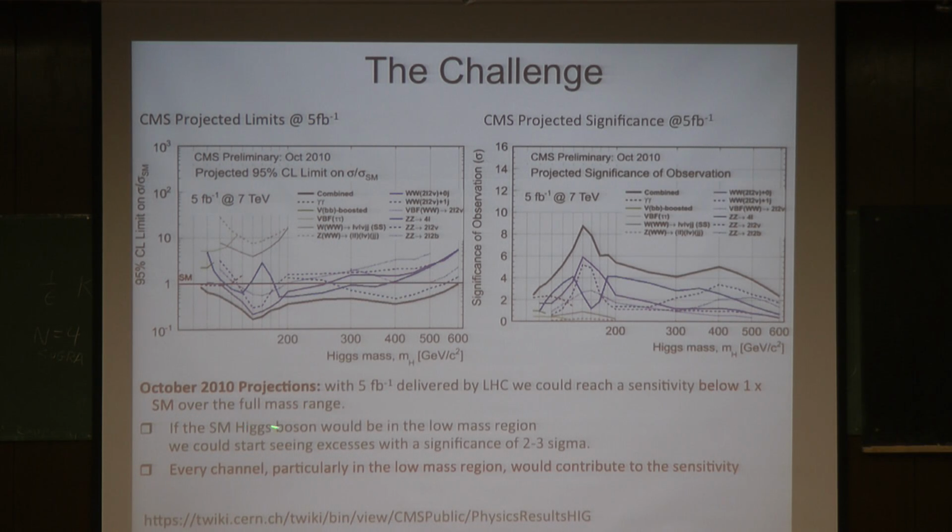So what these projections were saying is that if the standard model Higgs boson would be in the low mass range, we could start seeing excesses with a significance of 2 to 3 sigma. And the channels here would be Higgs to gamma gamma, Higgs to tau tau, Higgs to b bbar, Higgs to WW star. We don't say it out loud, but we will see in the plots that the biggest sensitivity, even more than Higgs to gamma gamma, is Higgs to WW. In any case, every channel does contribute to the sensitivity, and this, again, is expected.